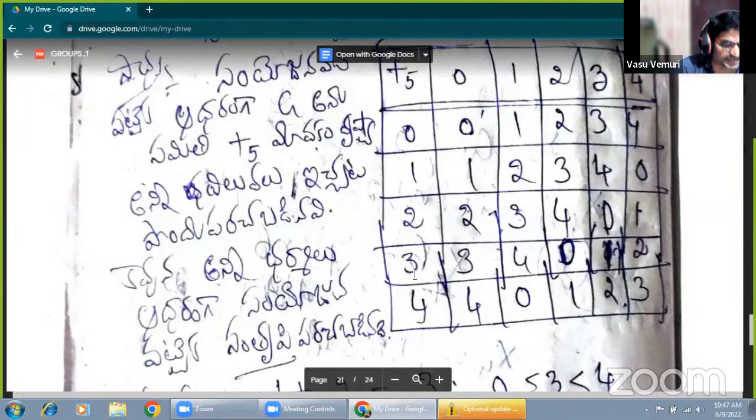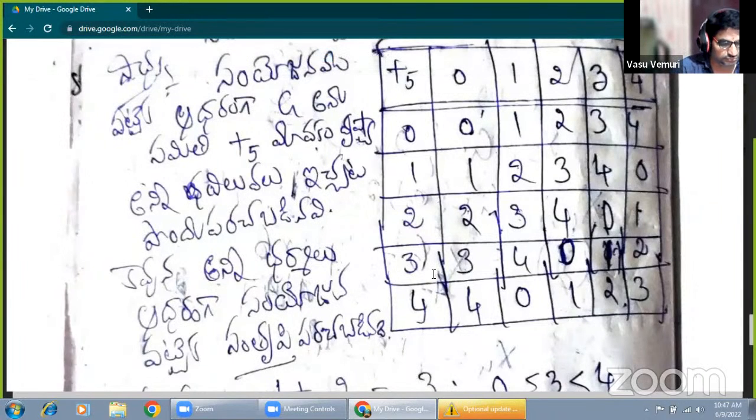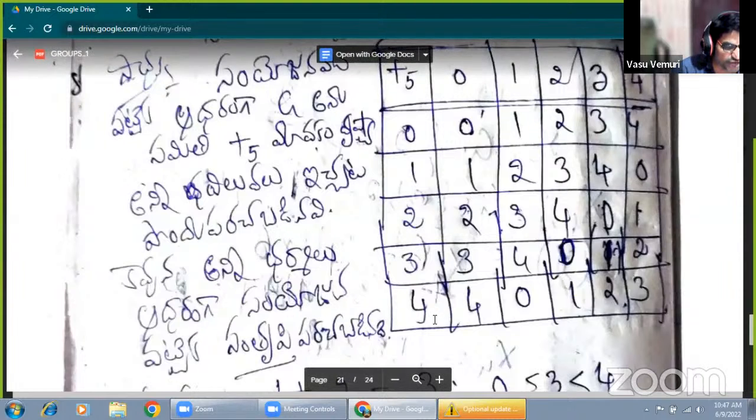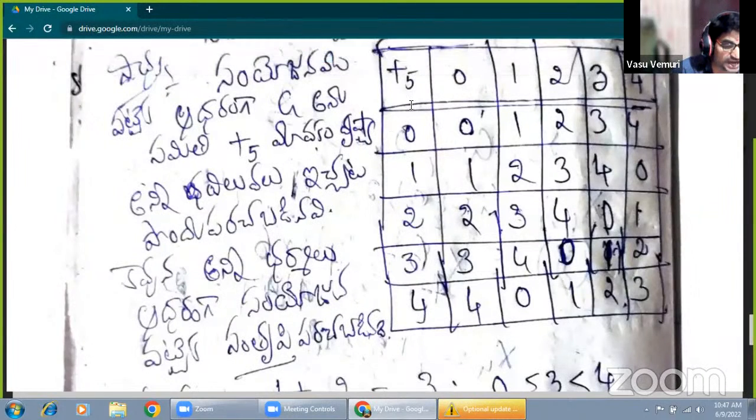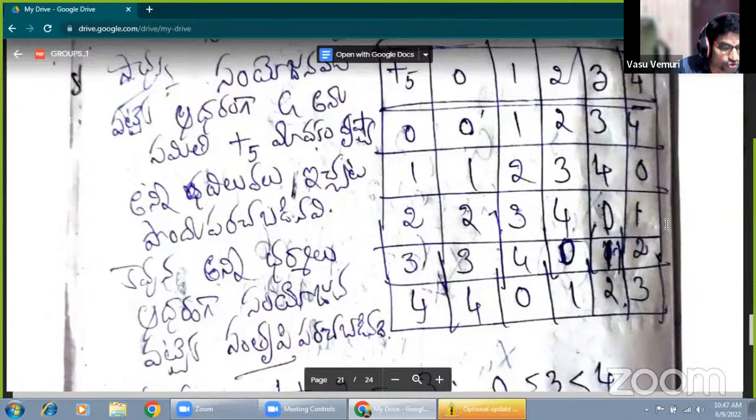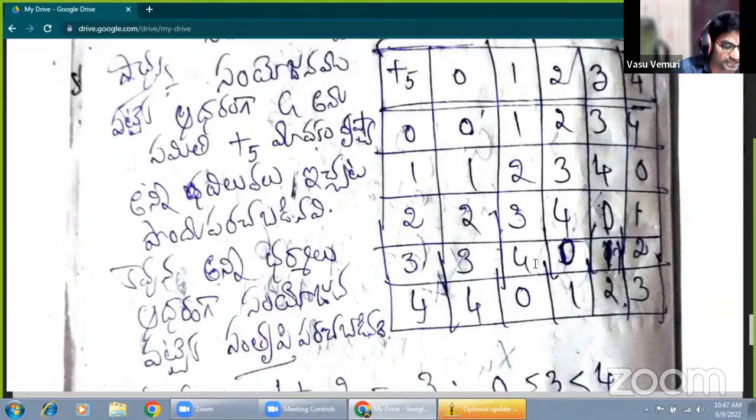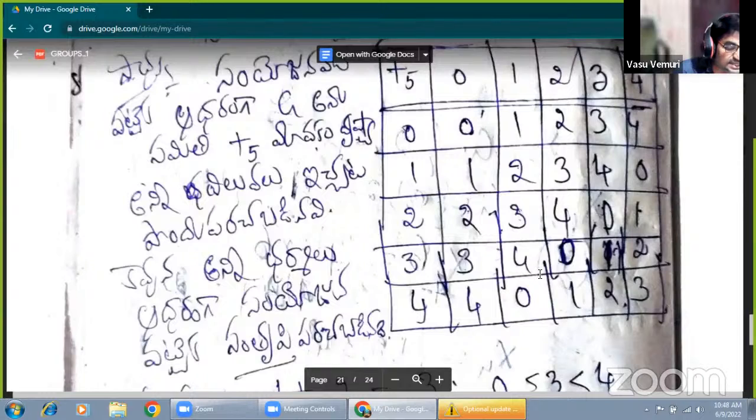Now 3 is also taken here. 3 plus 3 is 6, 6 plus 3 is 9, 9 plus 3 is 12, 12 plus 3 is 15. That is also 5 times. So the point is that we take the element until the sum is divisible by 5, giving the value 0. The number of times we take the positive integer such that the result is divisible by 5 is the order.